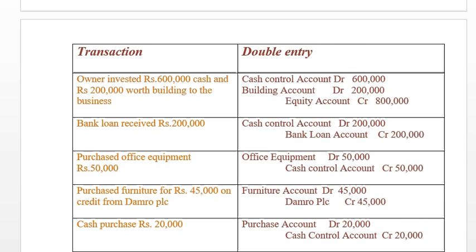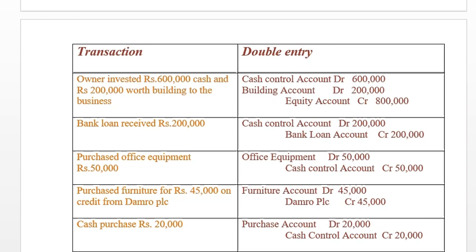Okay, look at the second one. Bank loan received, rupees 200,000. So what happened to our cash balance? Our business cash balance will increase due to this bank loan amount. So cash control account should be debited.